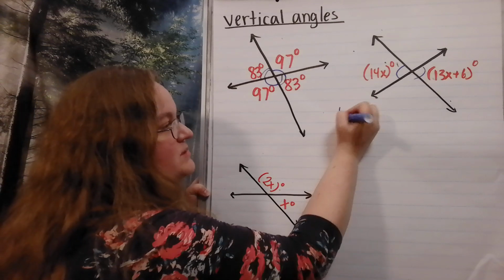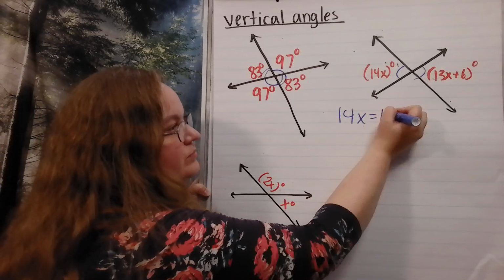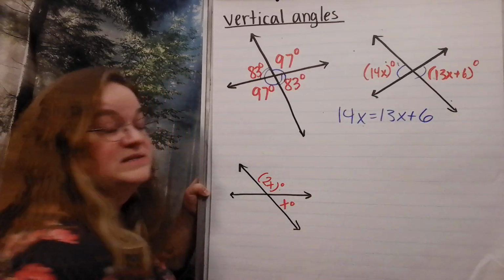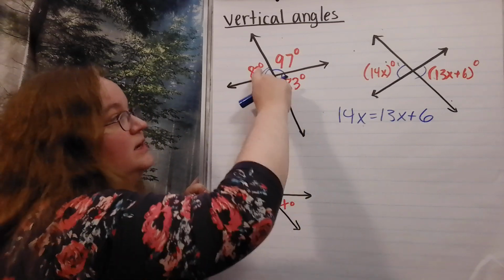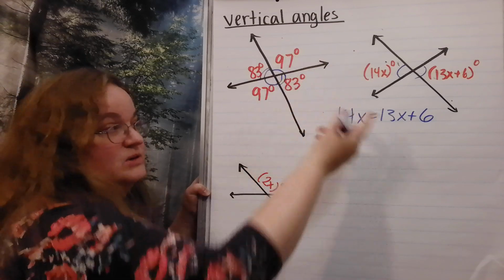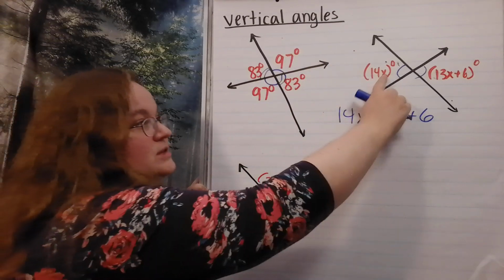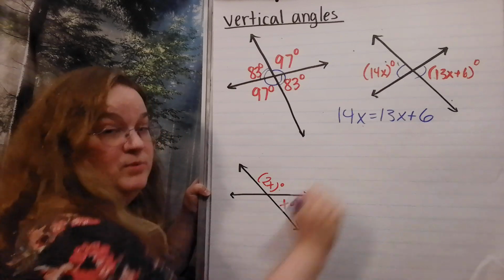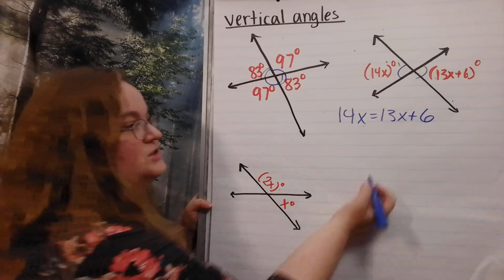So if I'm setting up this equation, I'm going to set it up so they're equal to each other. Again, because the vertical angles, the opposite angles that are across from each other, are always going to be congruent. So this is going to be equal to this. I can set up my problem here. I don't need any other information to solve it.